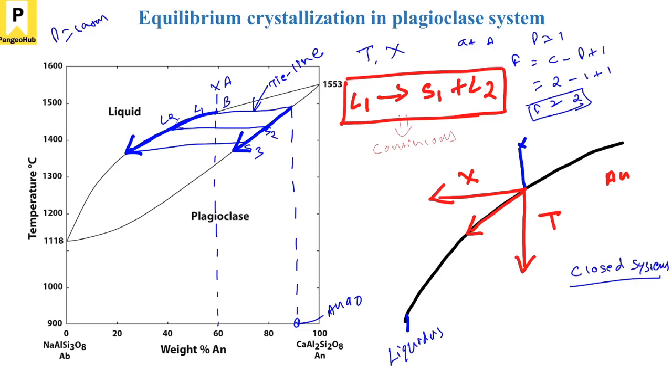I mean to say, if the melt is becoming more and more albitic, the solid should become more and more anorthitic. But both are becoming simultaneously rich in albite. How is that possible? This is the question that we should understand.